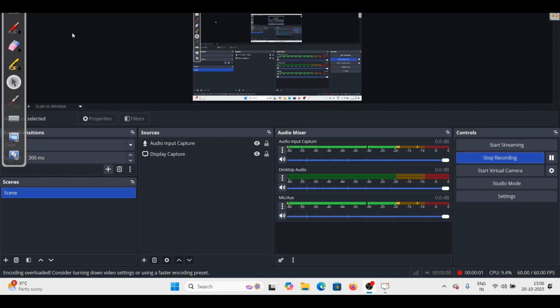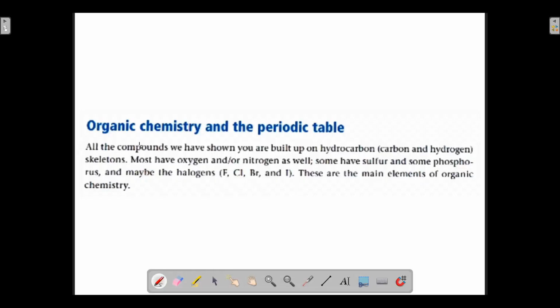Let us move on towards our next paragraph of Clayden's book, Organic Chemistry and the Periodic Table. All the compounds we have shown you up till now, in the previous 40 lectures or so, are built up on a hydrocarbon skeleton, that is, a carbon and hydrogen skeleton.